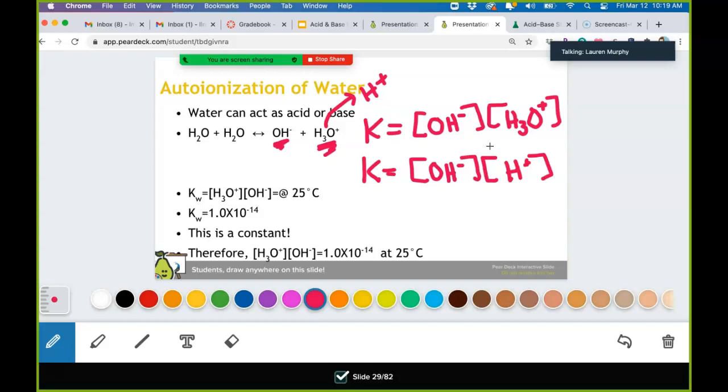Okay, these mean the same thing. One has H3O plus, one has H plus. Now notice I didn't have reactants because they're liquid water. You don't put liquids or solids in equilibrium expression. So that's this right here. And they call it KW because it's the auto-ionization of water.